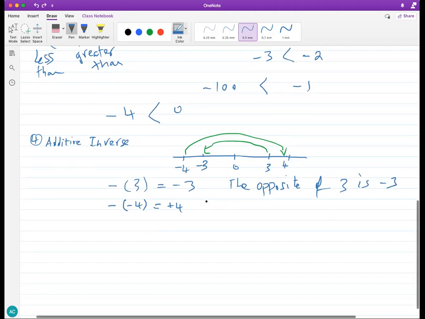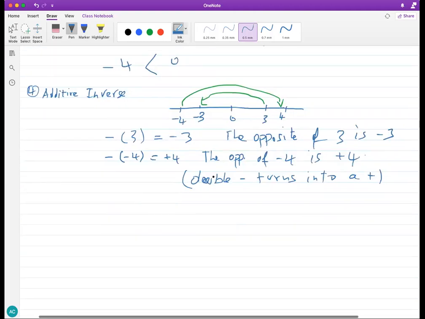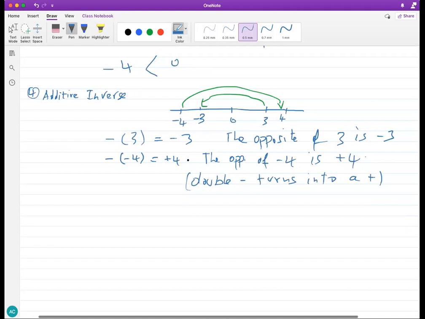Or first, let's write the whole thing. The opposite of -4 is +4. Double negative turns into a positive, in other words. Okay, so whenever you see two negatives like this, one in parentheses and another negative, you can immediately turn that into a positive like this. That's important.